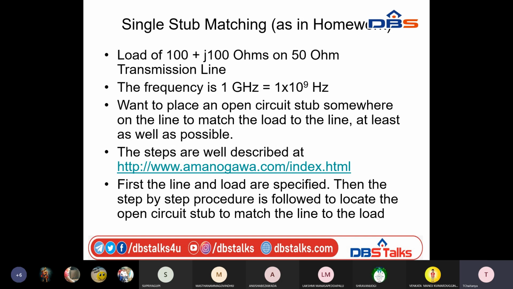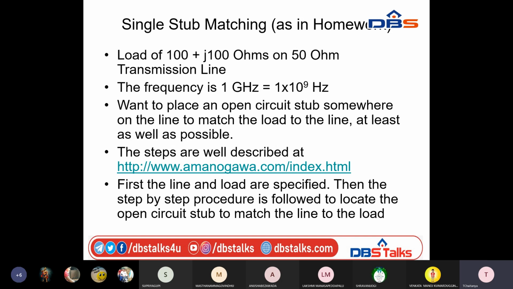If you are introducing two impedance values to a transmission line at two different locations, that is called double stub matching. If you are introducing only one impedance at a particular point on a transmission line, then it is considered single stub matching.